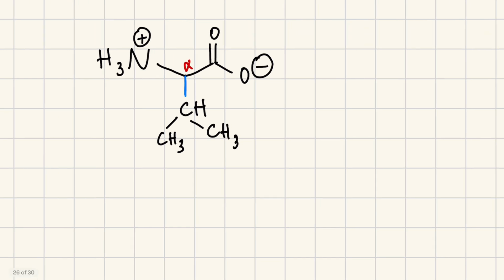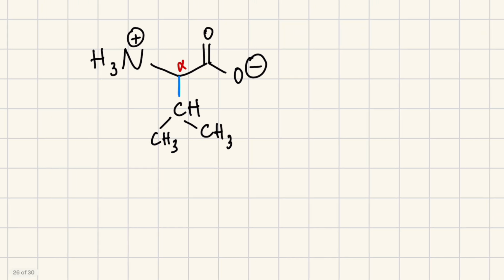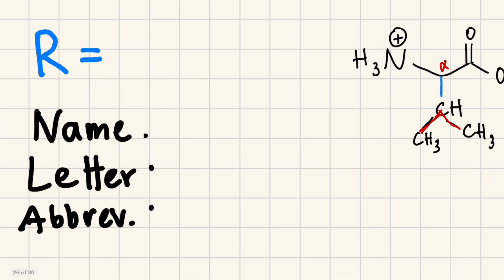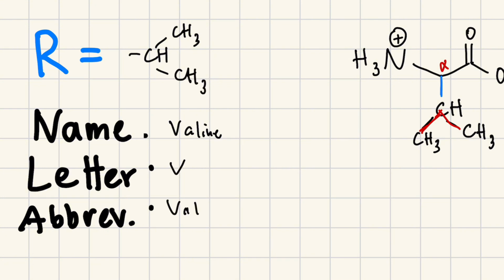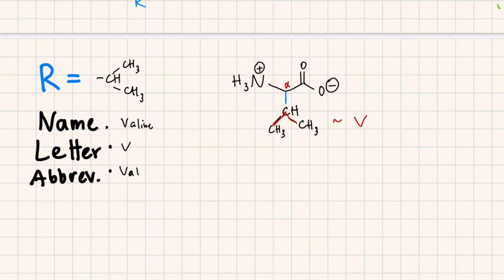Because if you trace this out, it forms a bit of an upside down V shape, right? So there's the V shape, upside down. This one is called valine. The R group is CH, CH3, CH3. And again, V and val, because it's a simple amino acid, so it gets what it wants.